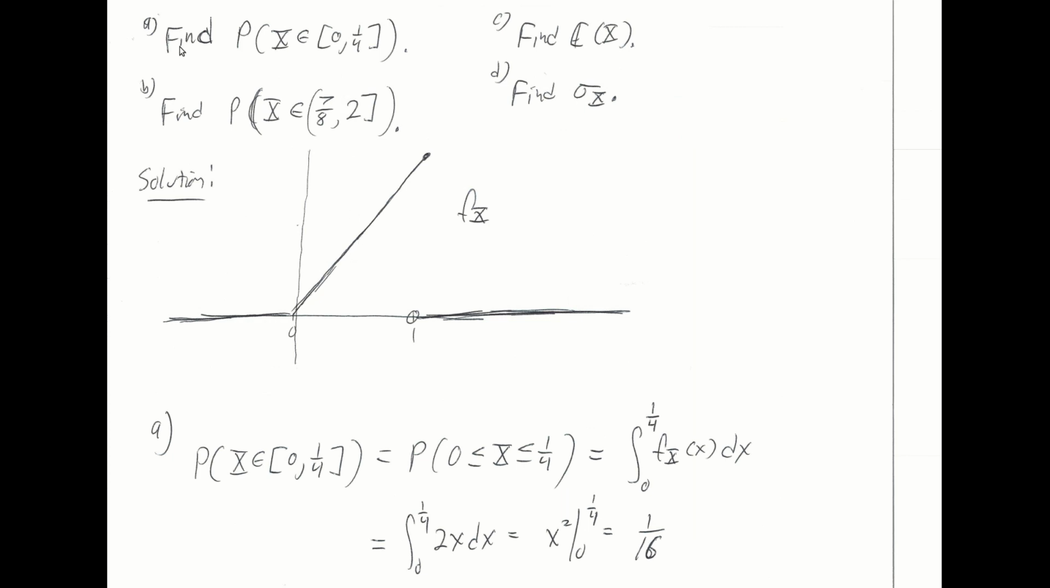But first, the question asks us to find the probability that our random variable is in the interval from 0 to 1/4. Find the probability that our random variable falls in the interval from 7/8, not including 7/8 here with the soft edge, up to and including 2. So in the half open interval, one might say, from 7/8 to 2. And then they also ask us to find the expected value, and we are asked to find the standard deviation associated with this random variable. And so let's do this.